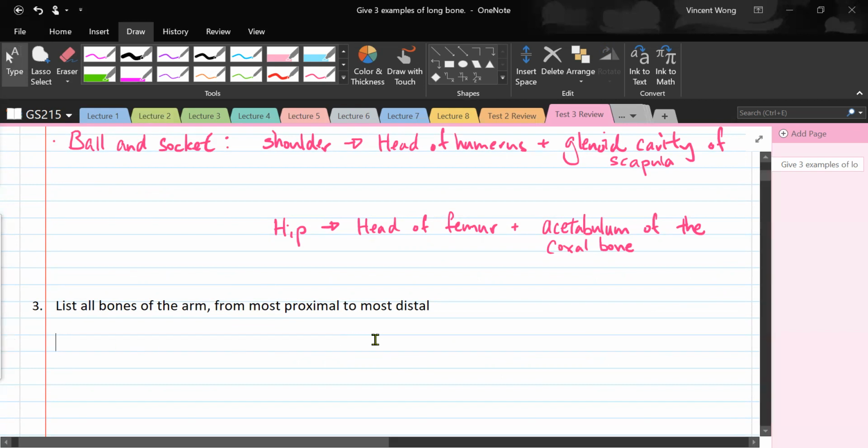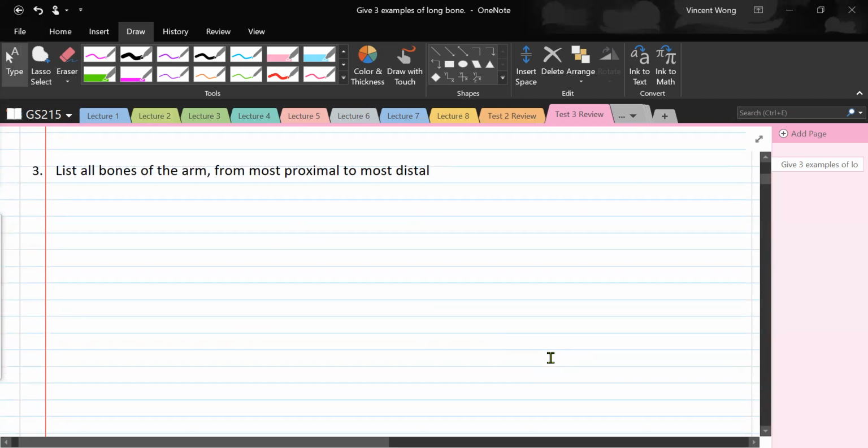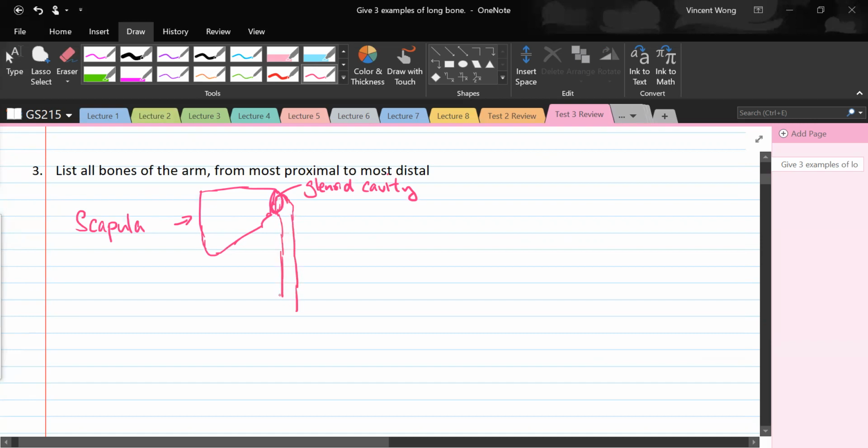Number 3, list all bones of the arm from most proximal to most distal. So, let's just draw a picture maybe. This is an anterior view of the left arm. So this is the scapula, and that's the glenoid cavity I was talking about. And of course, your humerus is going to be here.